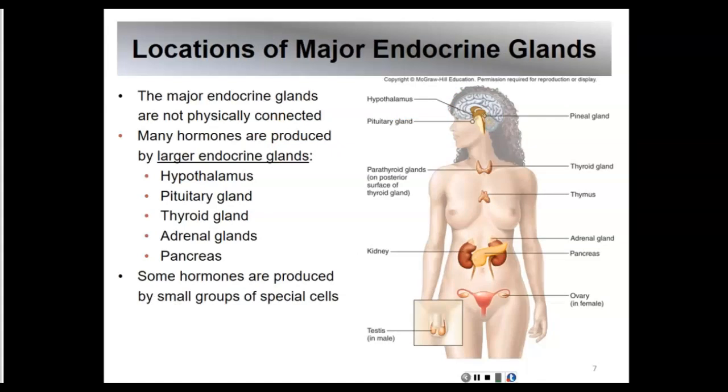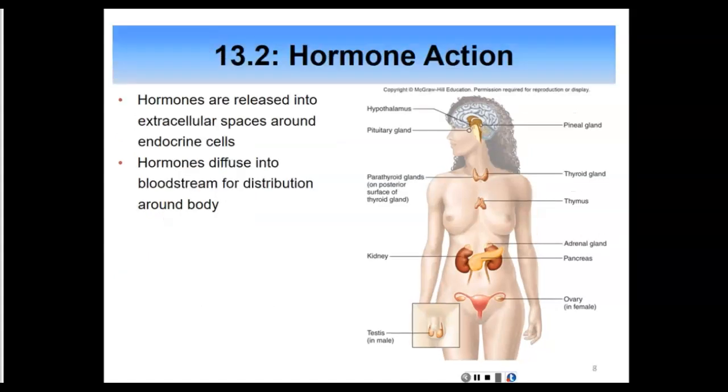Our major organs are not physically connected. Many hormones are produced by larger endocrine glands like the hypothalamus, the pituitary gland, the thyroid gland, the adrenal glands, and the pancreas. Some hormones are produced by small groups of specialized cells. Hormones are released into the extracellular spaces around the endocrine cells, and then they use diffusion into the bloodstream for distribution around the body.